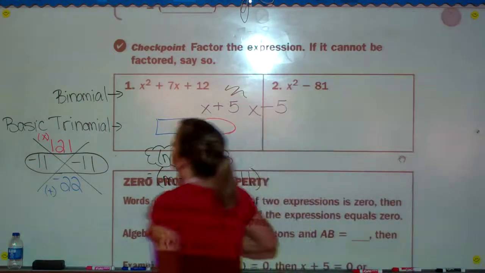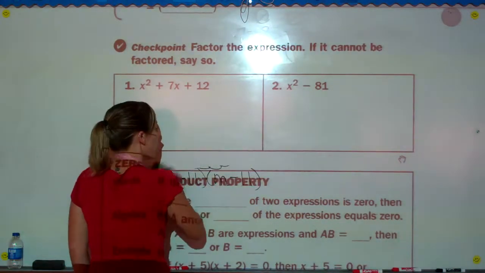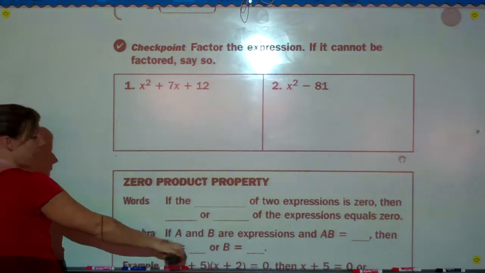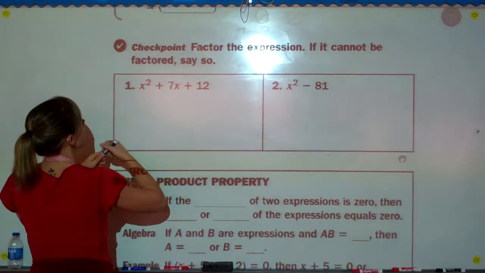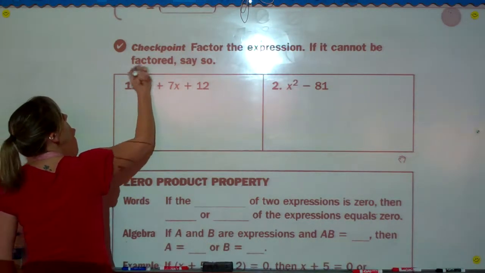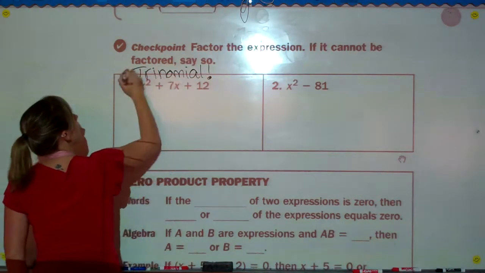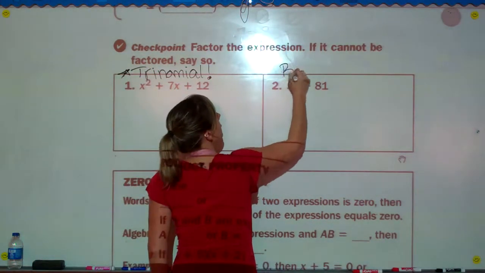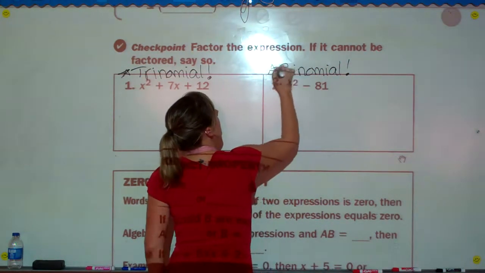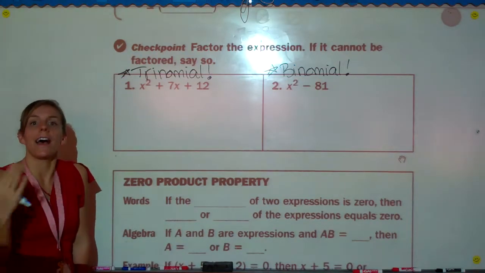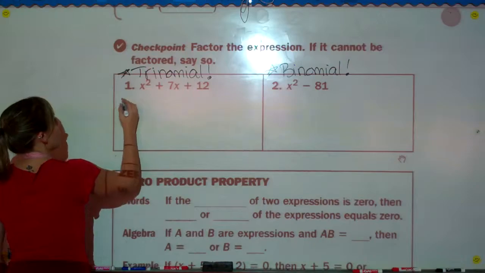All right. So again, you want to ask yourself, what am I given? Right now we only have two options. We either have a trinomial or a binomial. In this case, this is our trinomial, and in this case, this is our binomial. Now we're going to be given other types as we go, so that's why we've got the flow chart. But with our trinomial, we make our x.